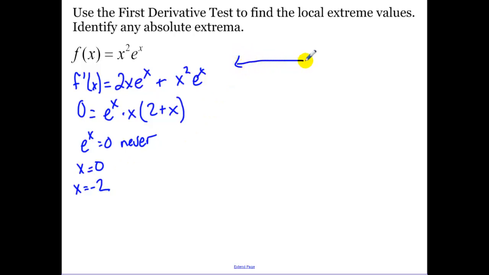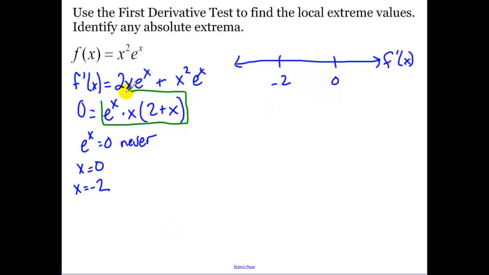So again, do your little number line, and we're looking at what the sign of f prime of x is doing. So when I plug in a number less than -2, what I'm going to do is plug it into this factored form so I can look and see. E to the x is always positive, so we really don't even have to worry about that. This x is going to be negative for numbers less than -2, and if I plug in a number less than -2 here, we're also going to be negative, resulting in a positive, which means I'm increasing.